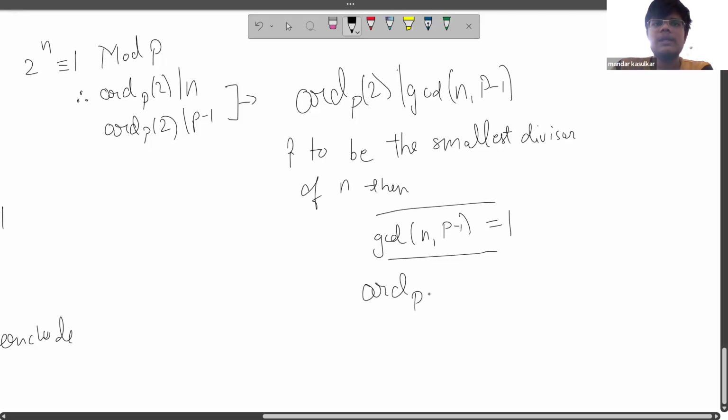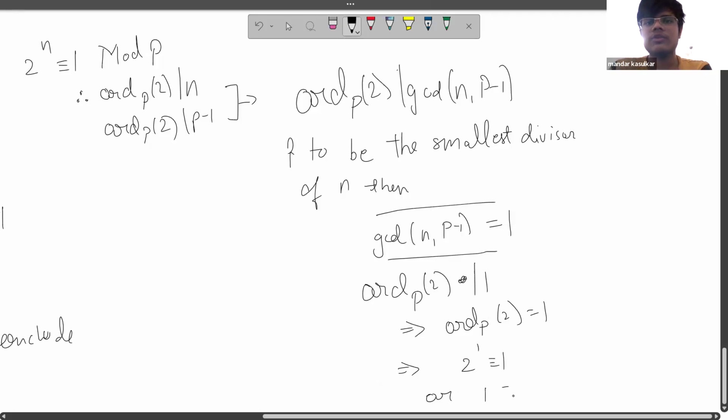Hence, the order of 2 modulo p divides 1, which in turn implies that 2 raised to the power 1 is congruent to 1 modulo p, or 1 is congruent to 0 modulo p, which is utter nonsense. Therefore, we are done.